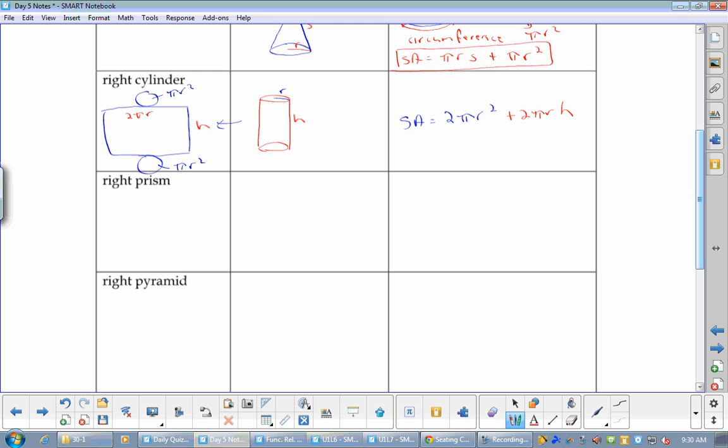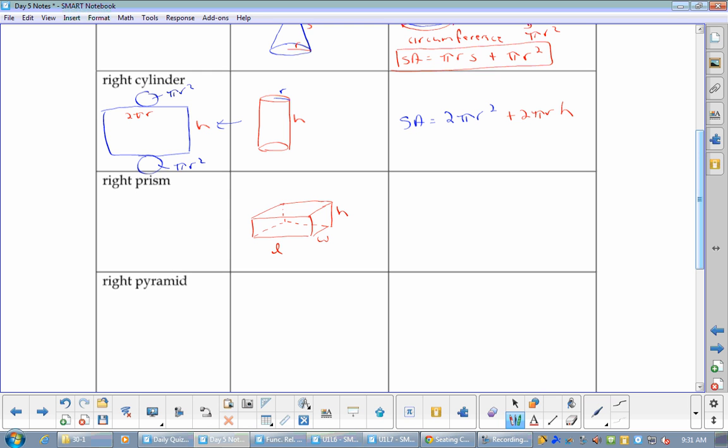Okay, now next is the right prism, and it looks like this. Just draw a box there. 1, 2, 3. Okay, and this is length, and this is width, and this is height. I'm going to draw this see-through a little bit so you can see.